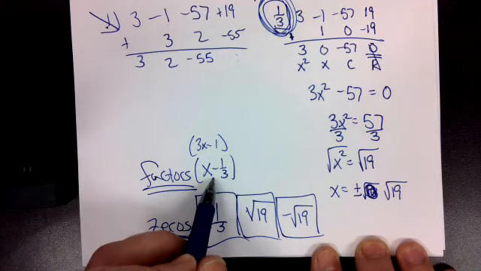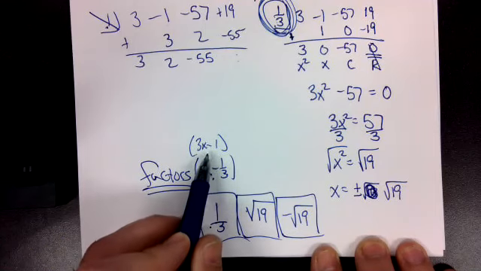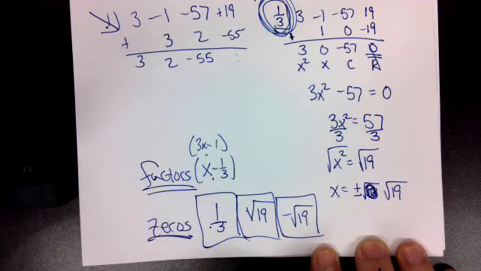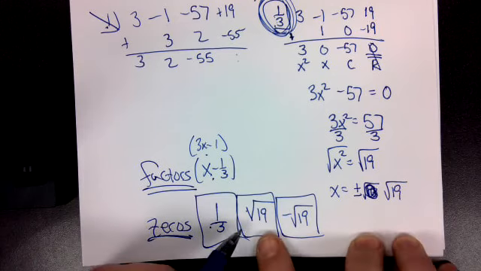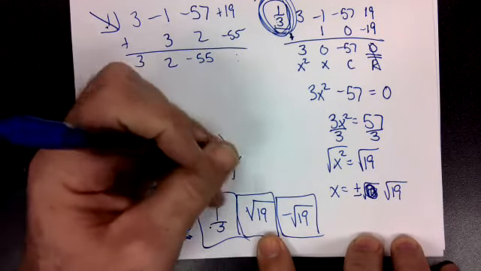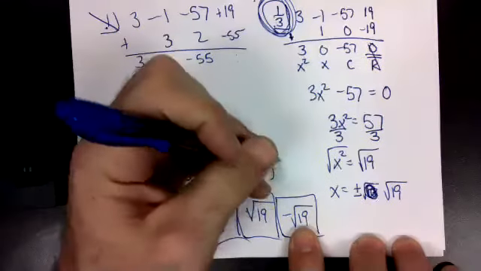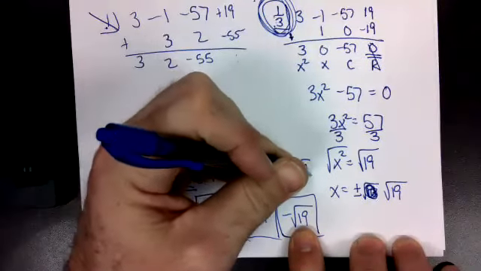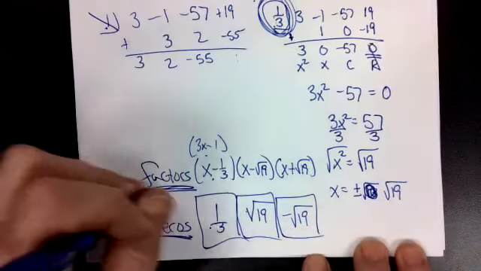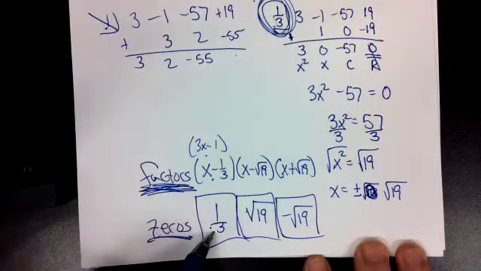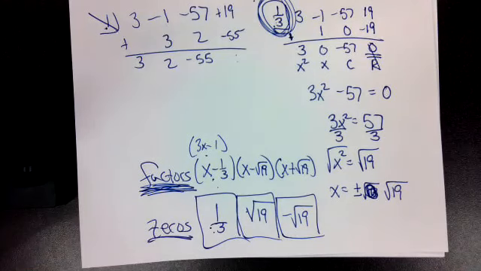Again, I'm perfectly fine with this. My math lab may want you to get rid of the fraction, but I don't know why, because this is going to be a radical. So this is going to be x minus root 19. That would be your factor. And this would be x plus root 19. That would be your factor. So if they ask for the factored form, it's just changing your zeros back into factors. It's just a notation thing.